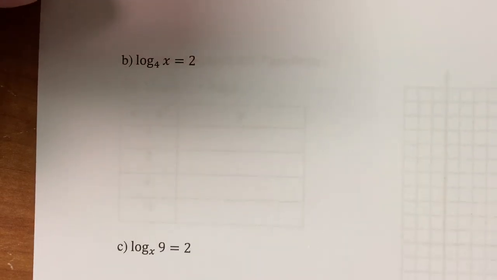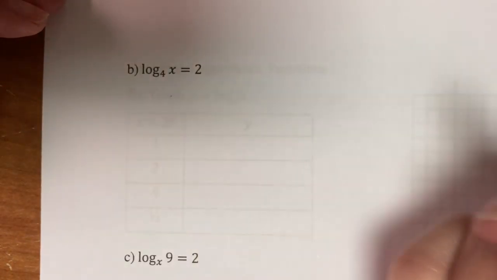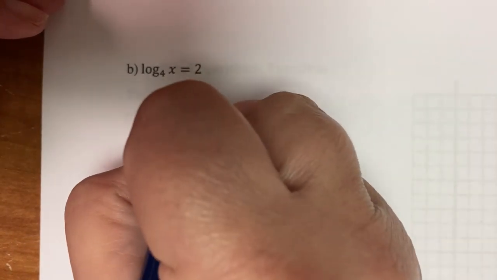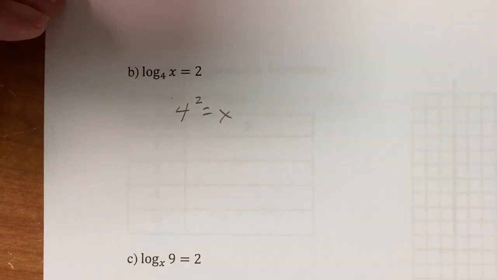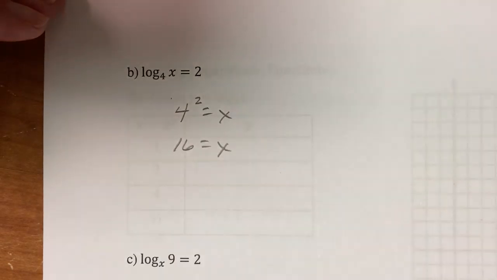How about this one? Well, let's change it to its related exponential. It would be 4 to the 2nd equals x. So here it's just 4 squared, so 16 is equal to x.